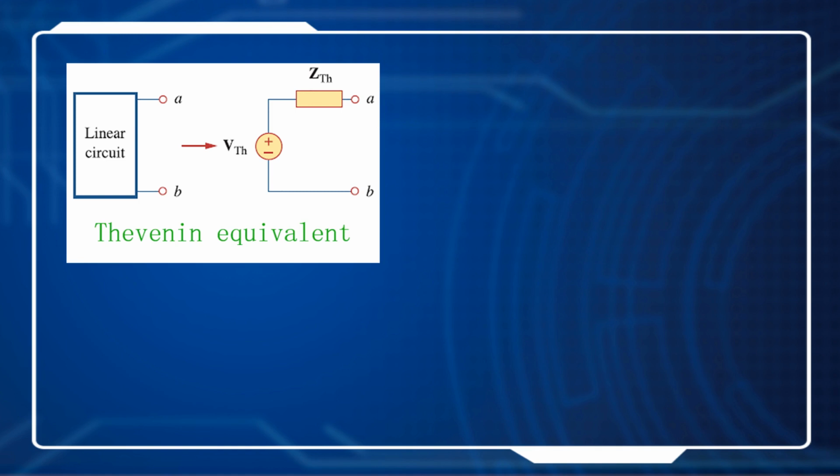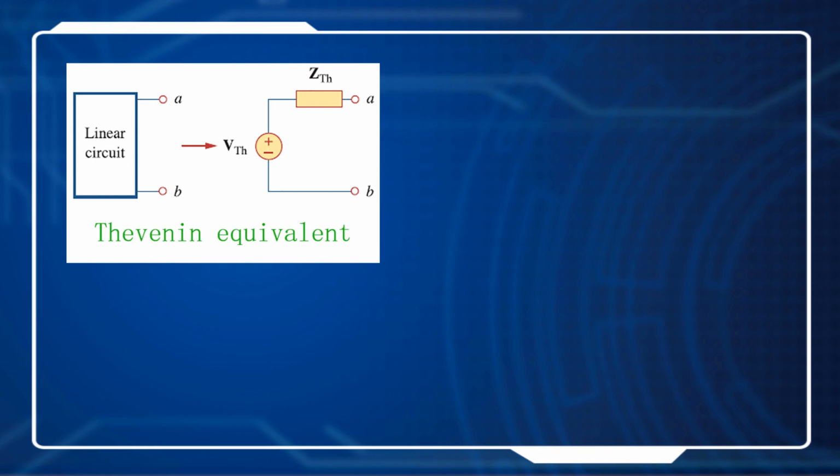The voltage VTH is the open circuit voltage between nodes A and B, while the impedance ZTH is the equivalent impedance looking from terminals A and B when all the independent sources are turned off in the linear circuit.